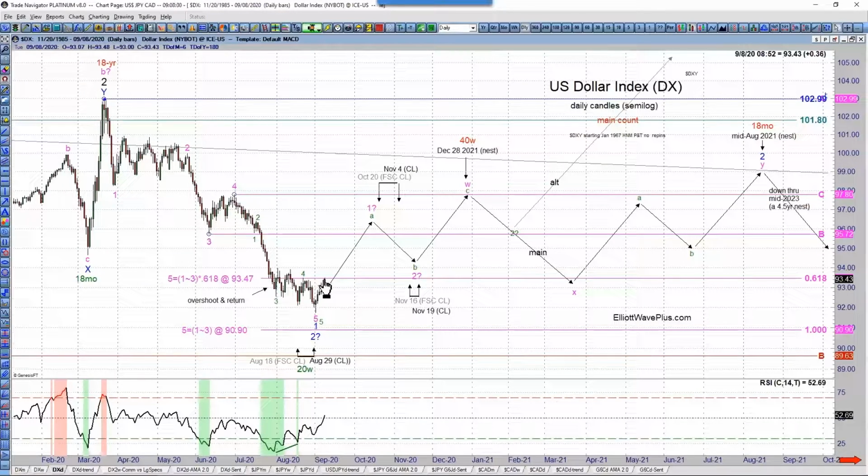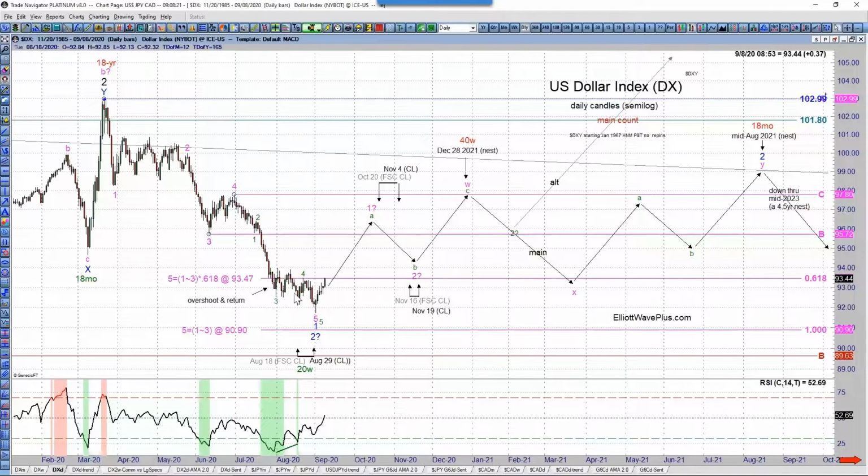It looks like it's about ready to take out this last peak, which I think was the end of a wave 4, and I think it's headed higher up into late October next. A little pullback into mid-November, and really just generally moving higher up and through the end of the year.